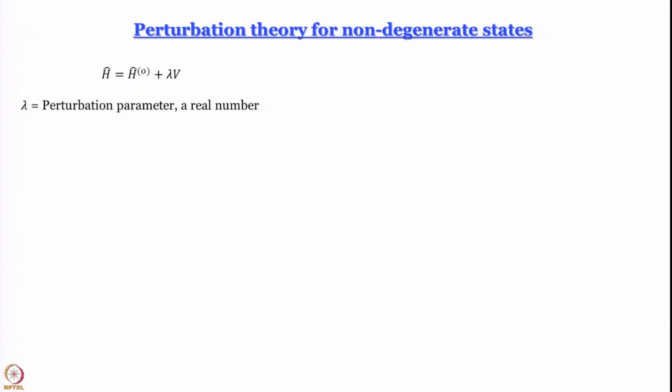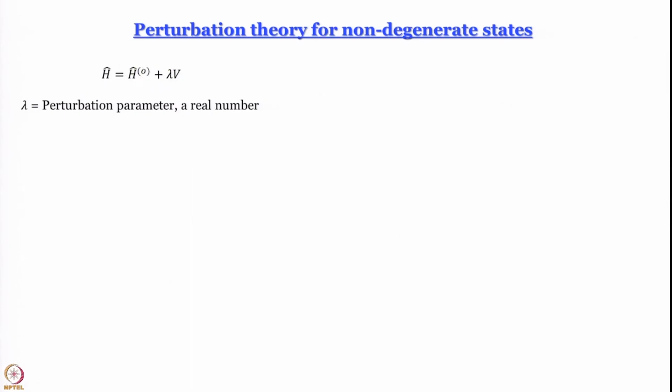You have regulators in a fan, right. You want higher fan speed, you just turn the regulator a little bit. So this is like a regulator of perturbation. If you want to go higher up in perturbation, you just have to increase the value of lambda.